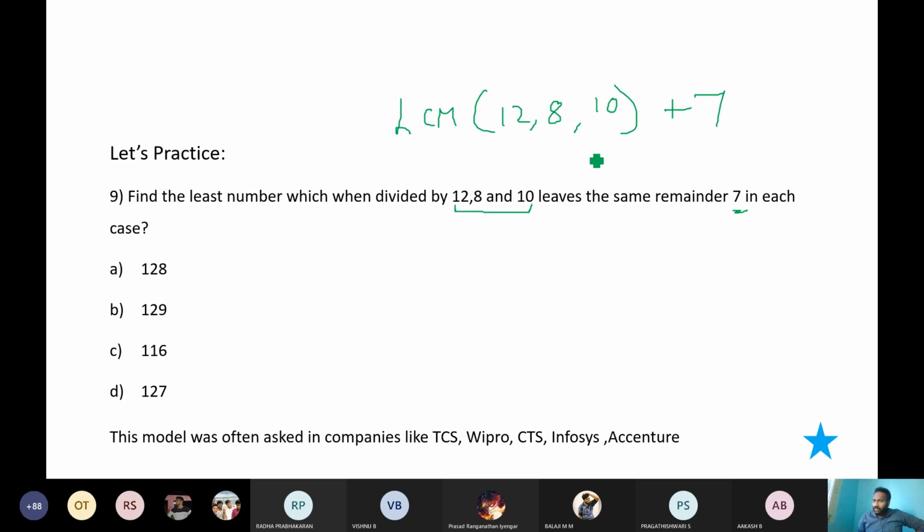So add 7 to it. What is the LCM of these three numbers? 120. So add 7 to it. So it is 127. So my answer is 127. So this is one way of solving this question.